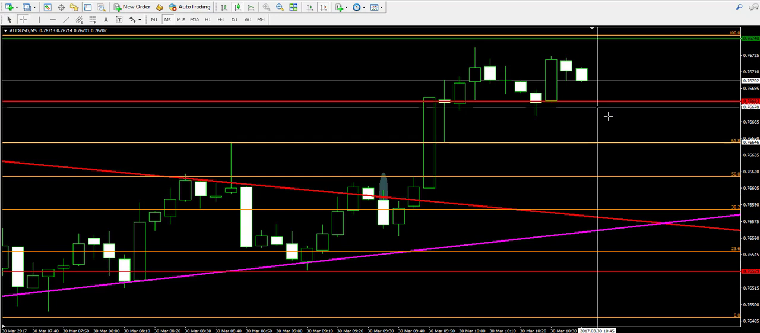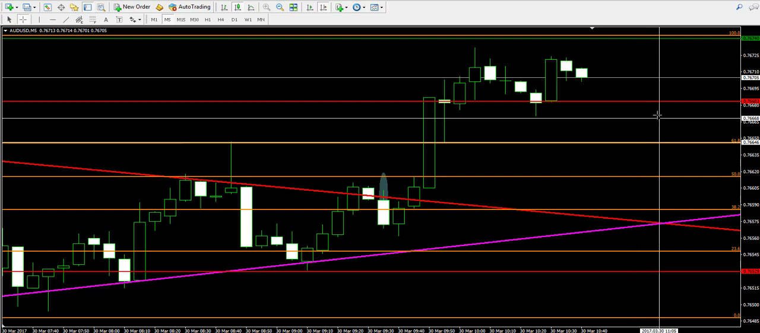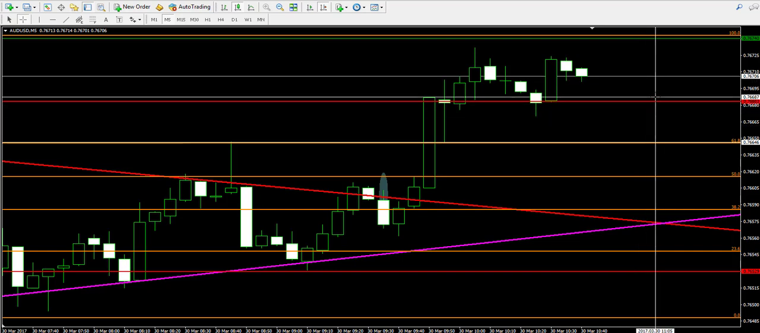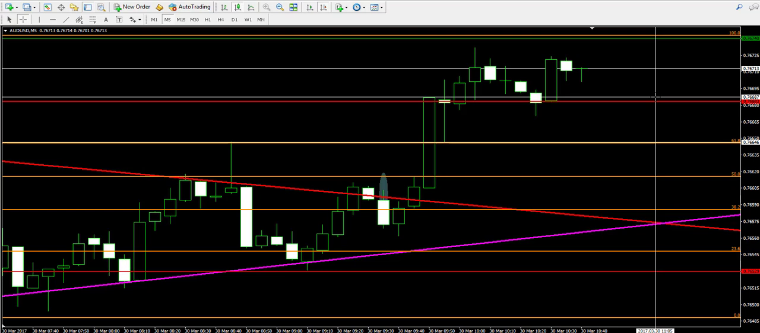So now I will tell you what is the percentage profit from this trade. I divide 0.0004, which is 4 pips, by 0.7664, which is my entry price. And the result is 0.0005220. And when I multiply this by 100 in order to receive a percentage, I receive 0.052% profit from this trade.